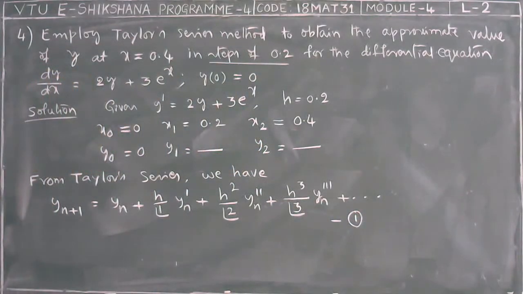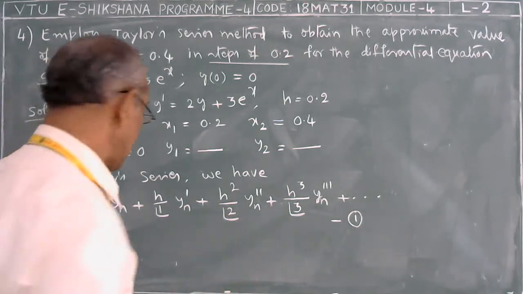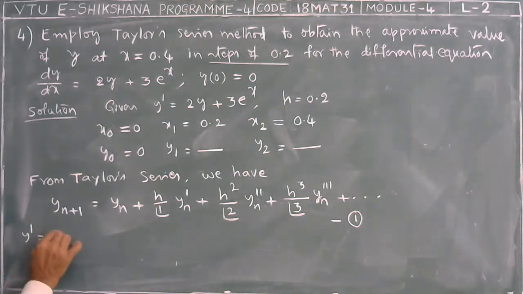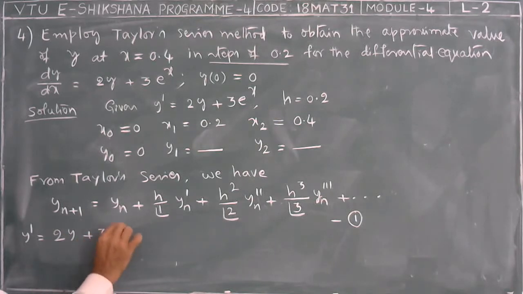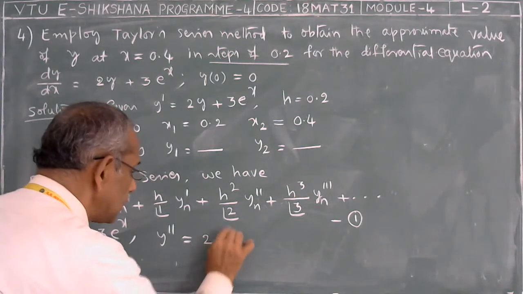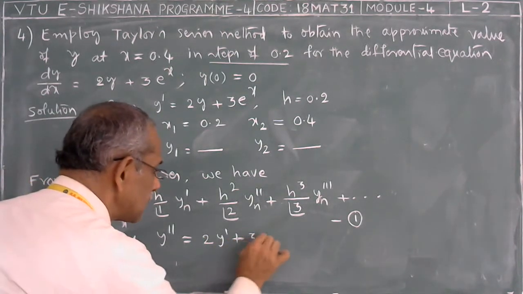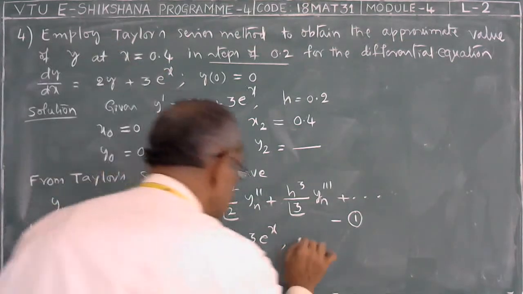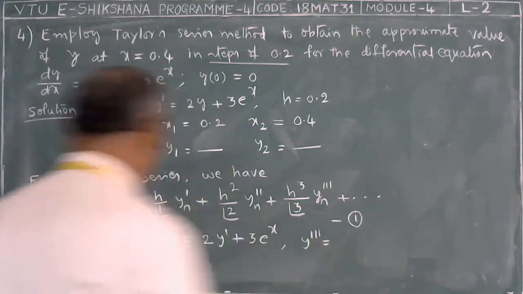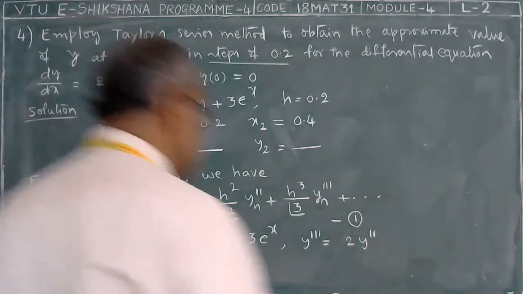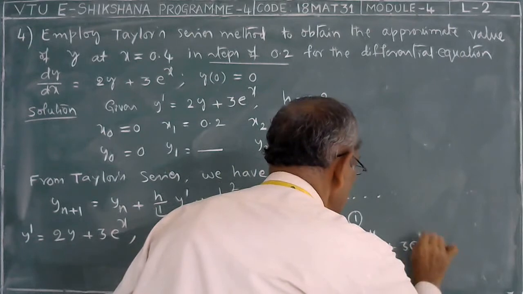Now let me find the successive derivatives, y double dash and so on. y dash is already given: y dash is 2y plus 3 into e power x. Differentiating with respect to x, we get y double dash. This is a simple differentiation: 2 into y dash plus 3 into the differentiation of e power x, which is e power x only. Then the third derivative, y triple dash, is 2 into y double dash plus 3 into e power x.